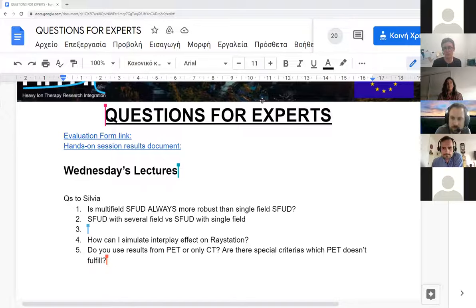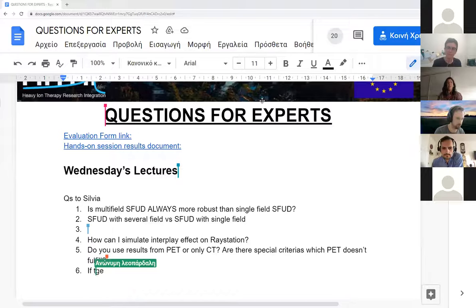I think we had very few situations in which we had to use one single field, but we did it. So I would say yes, in almost all situations, multiple fields is better, but if you don't have a gantry, then sometimes you have to compromise. So it depends on whether all the fields that you can choose are really robust.